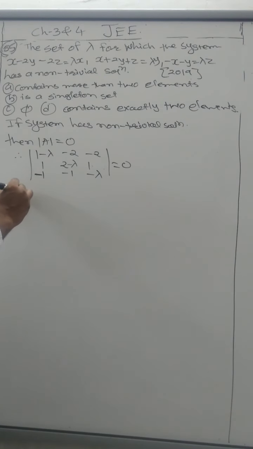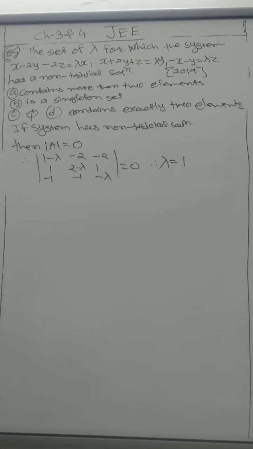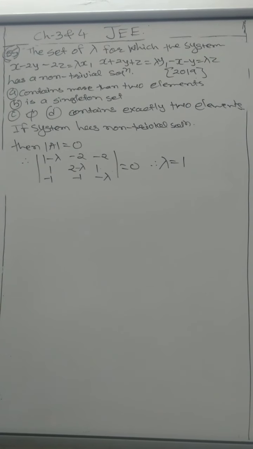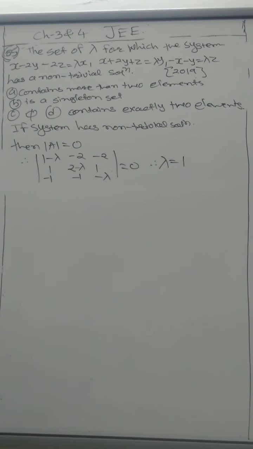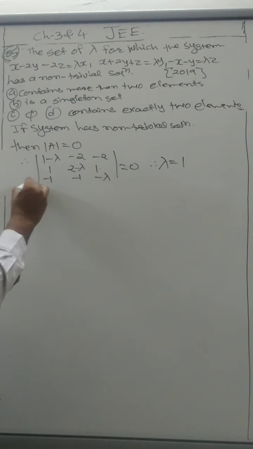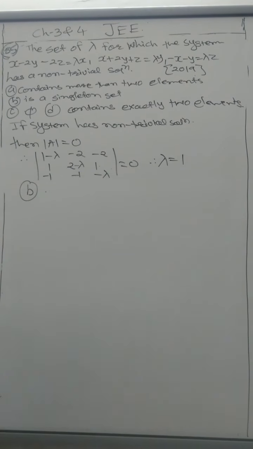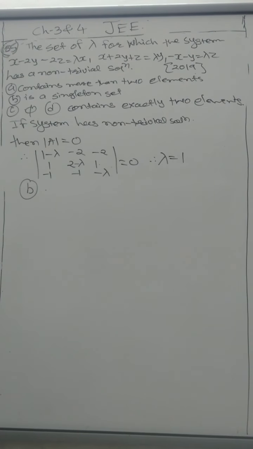Okay, lambda is equal to 1. And if you want to simplify, then you can simplify. Otherwise, it is very easy to simplify. If you simplify, then you get lambda equal to 0, and therefore we can say that our answer is B. Singleton set. Lambda has only one value.